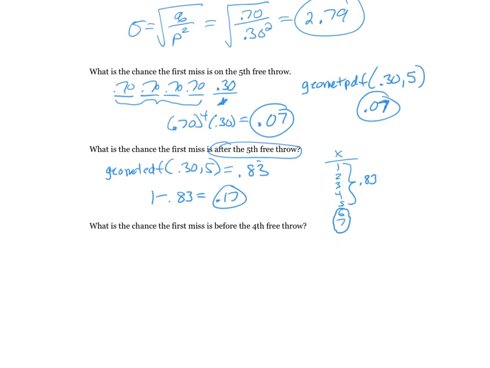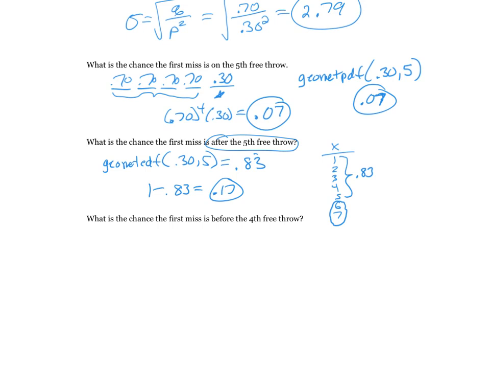And then last example, what is the chance the first miss is before the 4th free throw? So I'm going to use that same list. Before the 4th means 3, 2, or 1. Okay. Before the 4th means the 4th is not included. So it's just 3 and below. So that would be geometric CDF 30% 3. And that'll include 3, 2, and 1 in my answer.